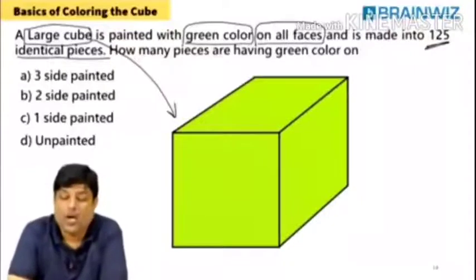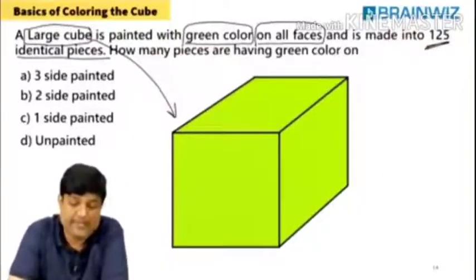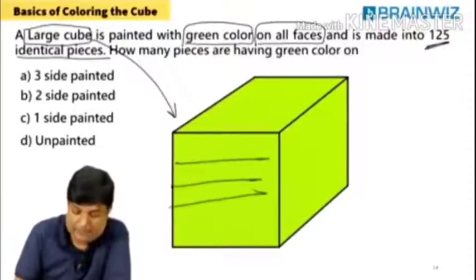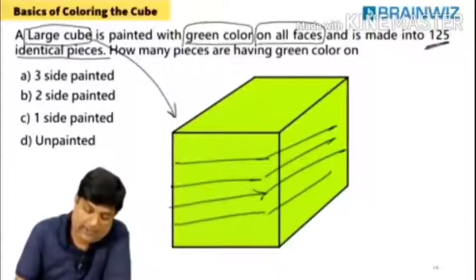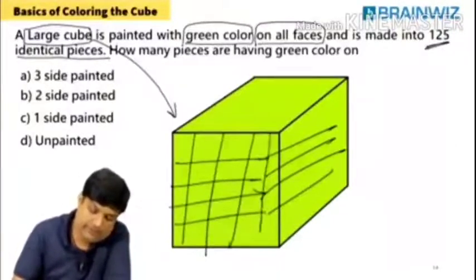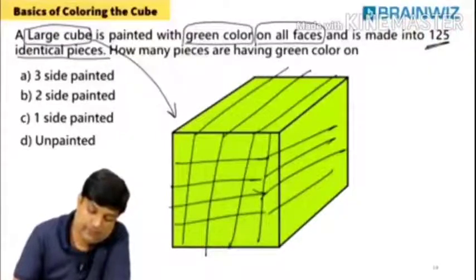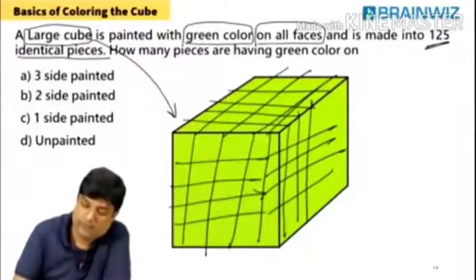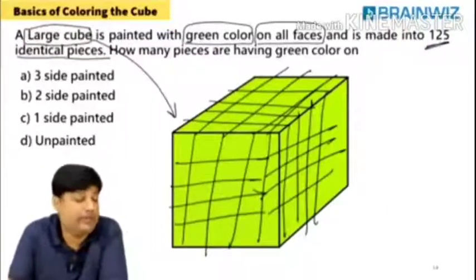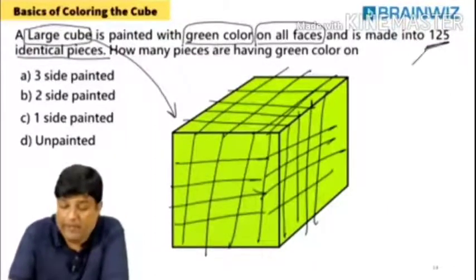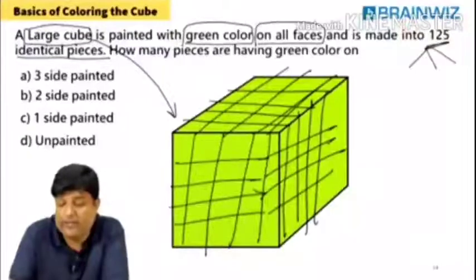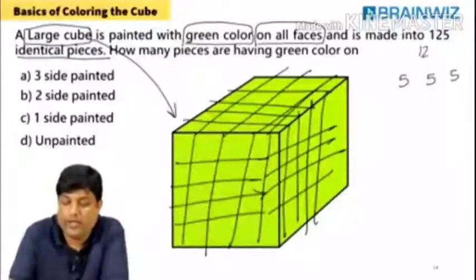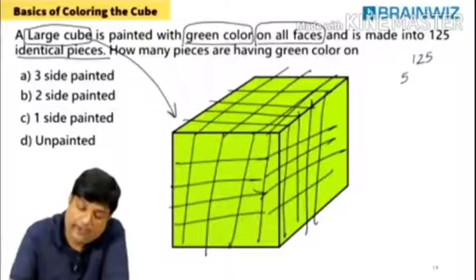Now, how many pieces? 125 pieces I am supposed to make. I have to cut like this. You know cutting, everybody? So 125 pieces. Tell me how will you get 125? Very simple, students: 5 into 5 into 5. Hopefully you all know that. 125 pieces is 5 into 5 into 5.